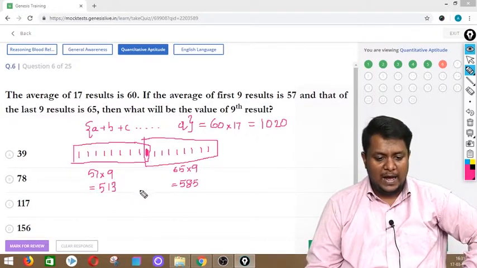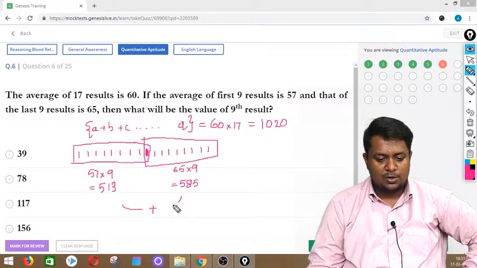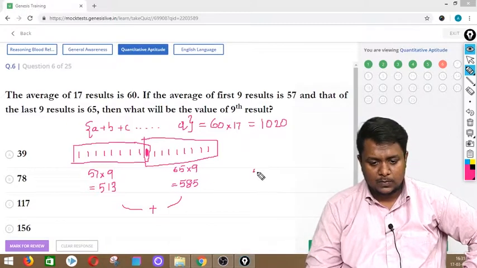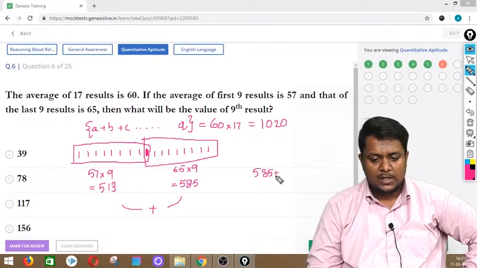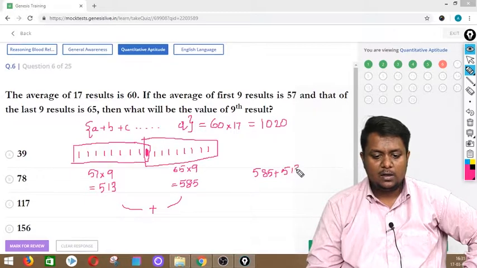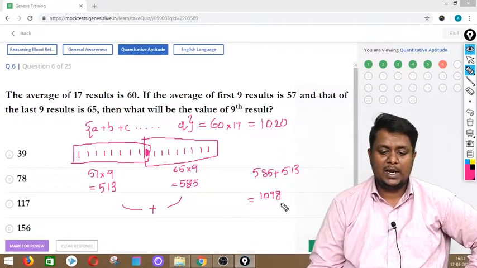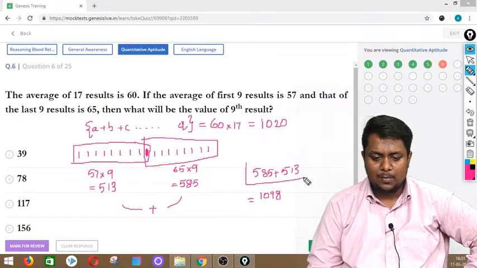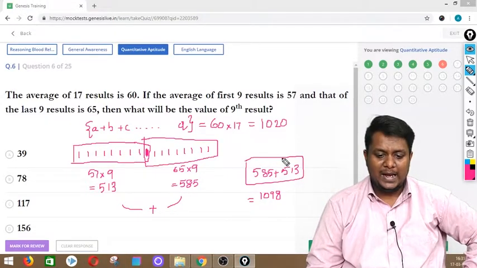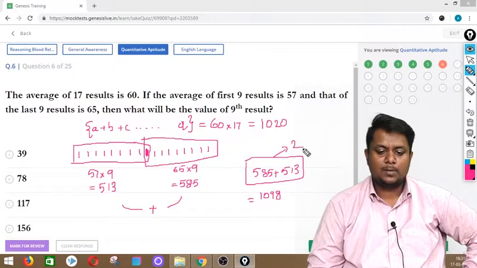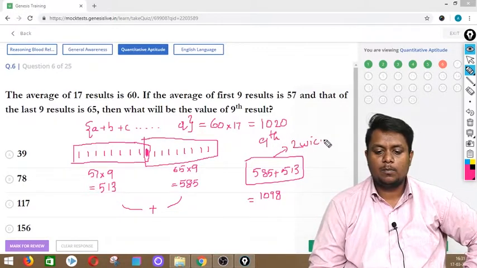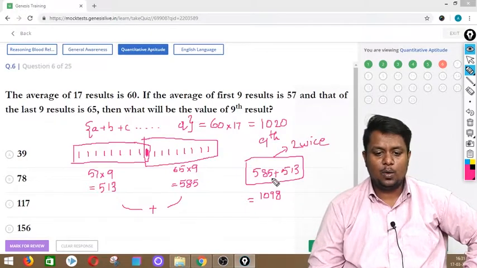Now, when you add these two values, 585 plus 513, we get 1098. Now, in this sum, the ninth subject occurs twice. Okay, the ninth subject occurs twice. Now, we have to eliminate one of the ninth subject.